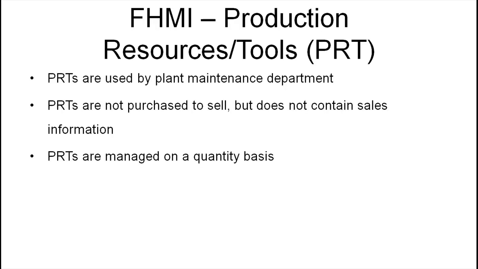FHMI production resources or tools are used by the plant maintenance department. It is used in maintenance of plant equipment such as test machines, drill bits or calibrating tools. PRTs are not purchased to sell, and do not contain sales information. PRTs are managed on a quantity basis.